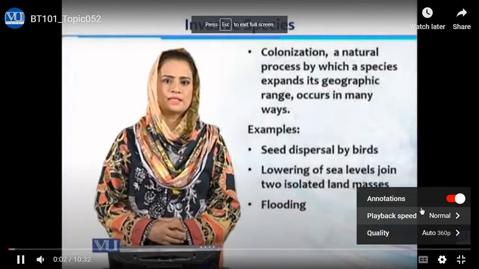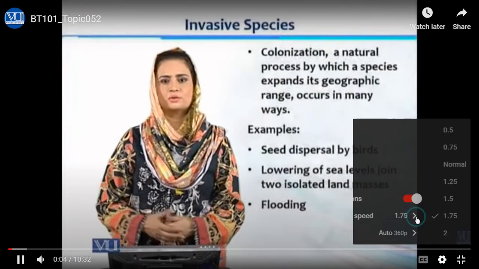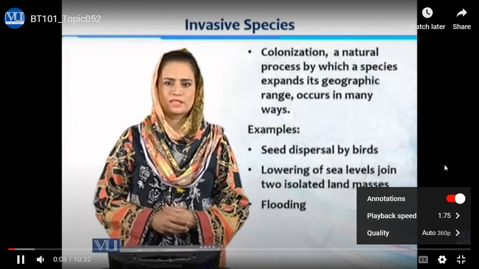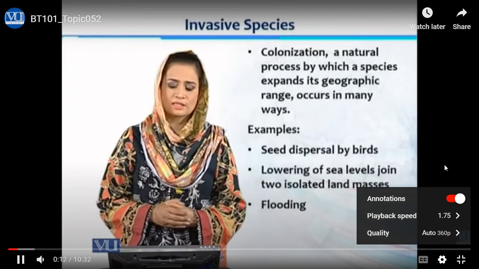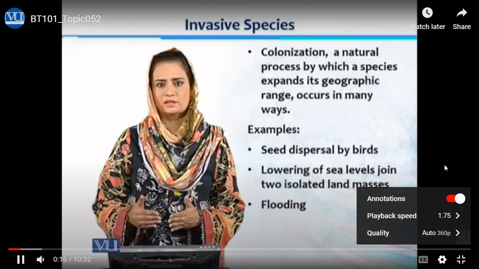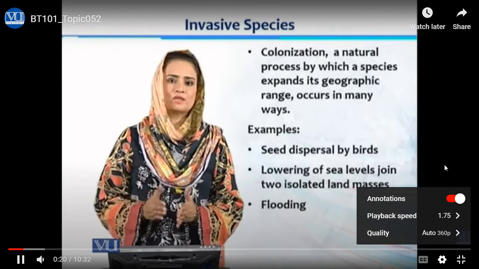Just like humans, animals, they also like to expand their colonies. And during this process, what they actually do, it is a natural process. And the one species, it expands its geographical range gradually with the passage of the time by utilizing different means and ways.